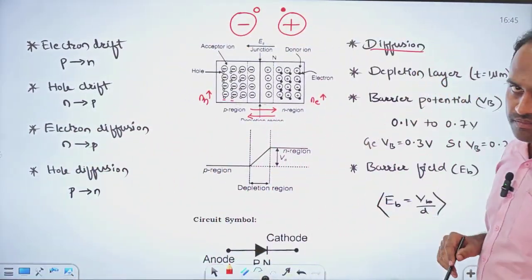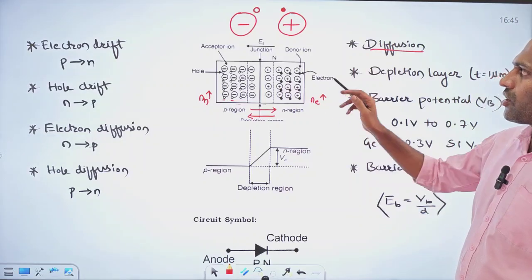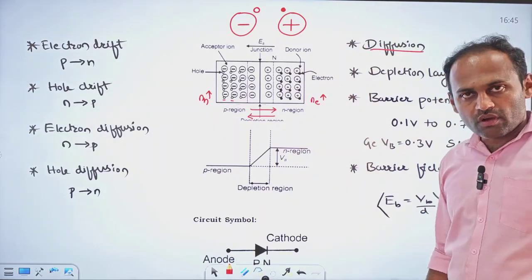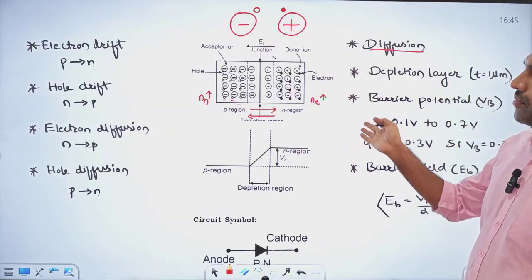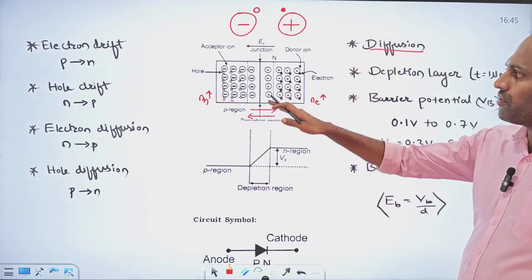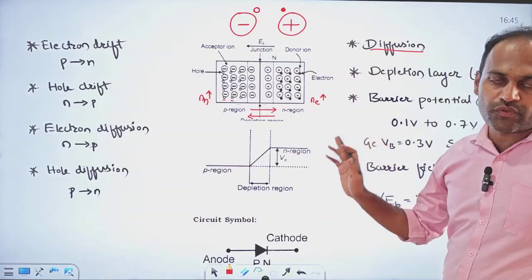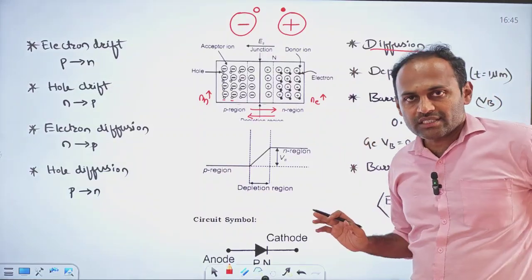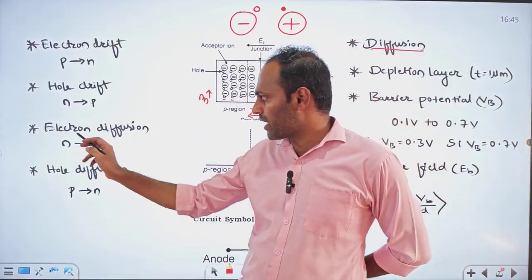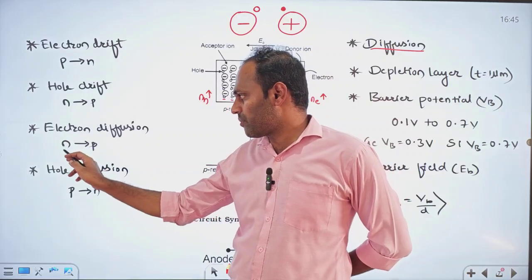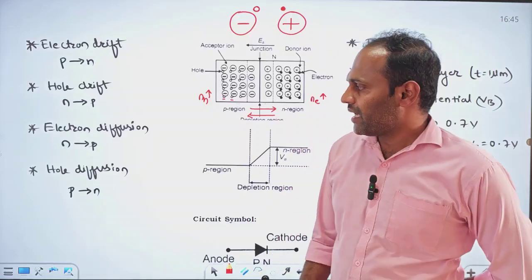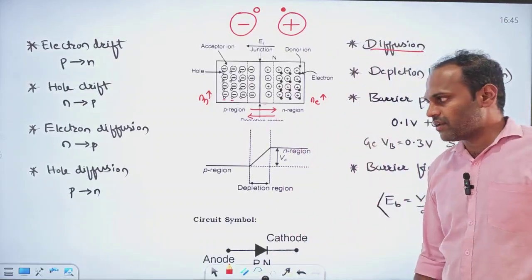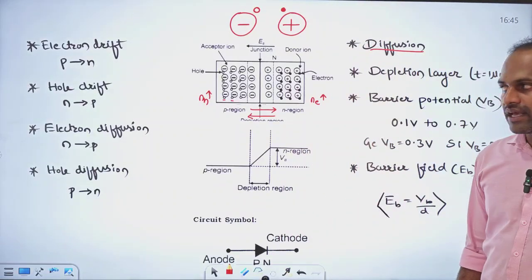So in diffusion, due to the concentration gradient, the imbalance of the concentration, electrons will flow from N region to P region and holes will flow from P region to N region. This motion of charge carriers is called diffusion. So note, electron diffusion is from N to P, hole diffusion is from P region to N region, right?